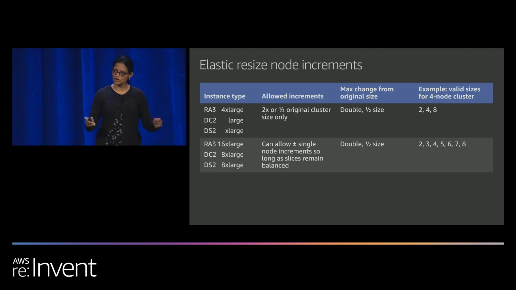If you're using the larger instance family, which has more slices, you have more options. Say you started off with 4 compute nodes, you can go all the way to 8 and half size to 2, with every intermediate point in between. So you can go from 4 to 5, 6, 7, 8, or from 4 down to 3 and 2.